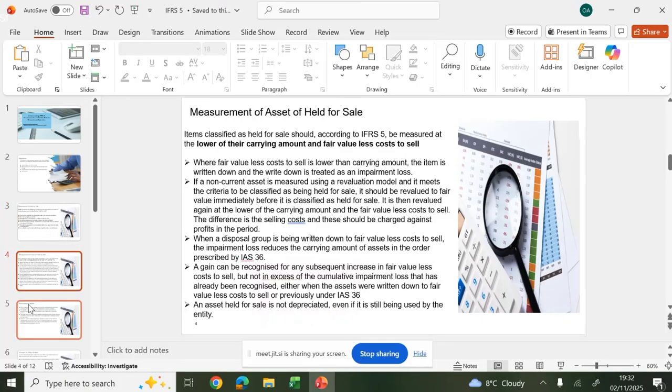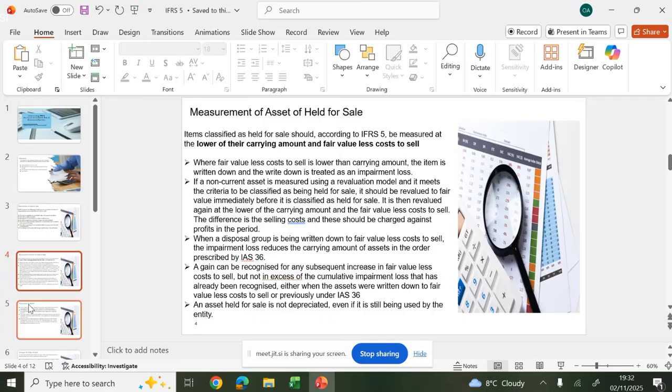Okay. The next one we want to look at is measurement. How do we measure an asset that is held for sale? An asset that is held for sale is measured at the lower of carrying amount or fair value less costs to sell. Where fair value less costs to sell is lower than the carrying amount, then the item is written down for an impairment loss. We have talked about impairment loss before.